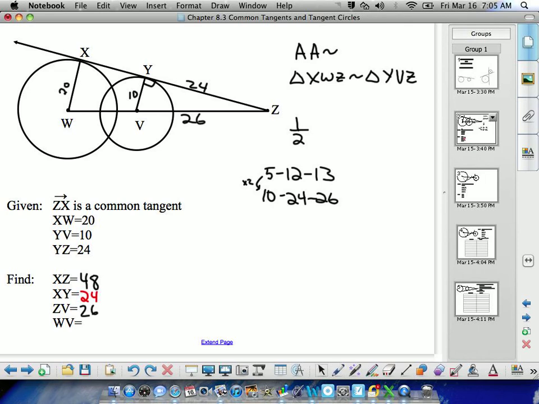Now we've got one more to solve for, and that would be WZ. A couple of different ways you can solve for this one. I'm going to use my scale factor of 1/2 and find the length of WZ and subtract. I know that the whole length of XZ is 48 and WX is 20. So let me set up my scale factor of 1/2 equals 26, which is VZ, over the whole length WZ.